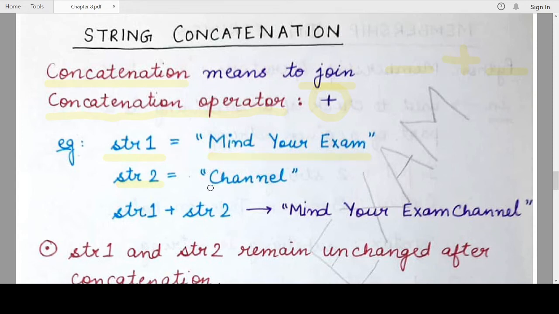and the second string contains channel. Now if I use the concatenation operator between these two strings, I get a new string containing the value mind your examchannel. And as you can see, there is no gap, there is no demarcation. As soon as the first string ends at the last character, small m, the second string immediately begins.